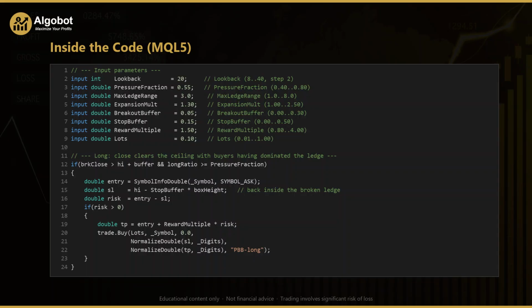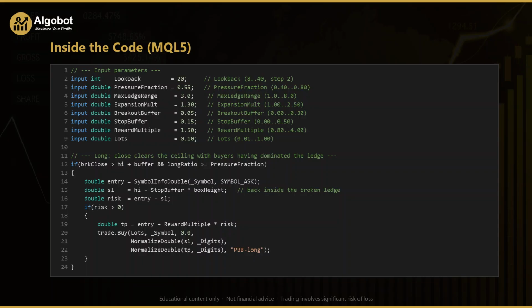Now the signal block. This is the long case. The condition checks two things at once. First, BRK close: the close of the bar that just finished must be greater than high, the ceiling, plus the buffer. Second, long ratio: the fraction of ledge bars that closed in the upper half must be at least pressure fraction. Only when both are true does the strategy proceed.